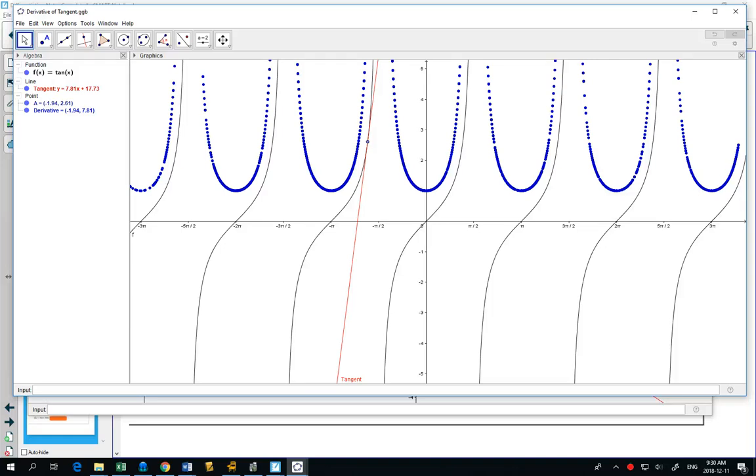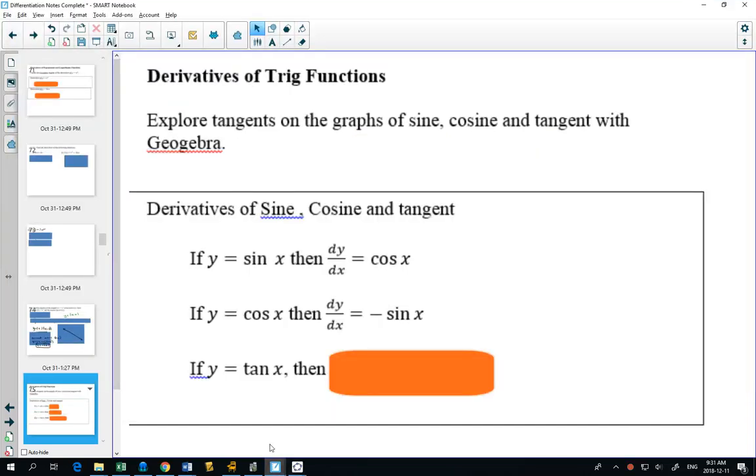That's close. What also would make something positive? Squaring it would make something positive. So this graph ends up being a secant squared graph, or 1 over cos squared. Do you remember your trig identity? Tan squared plus 1 equals secant squared?